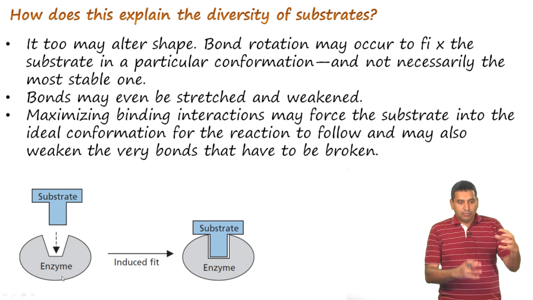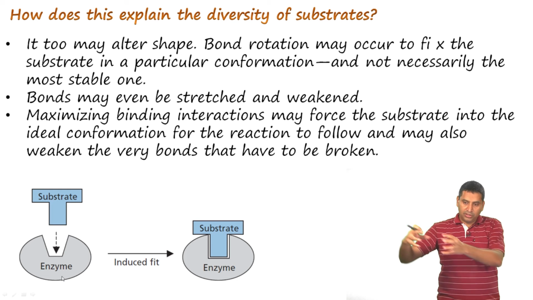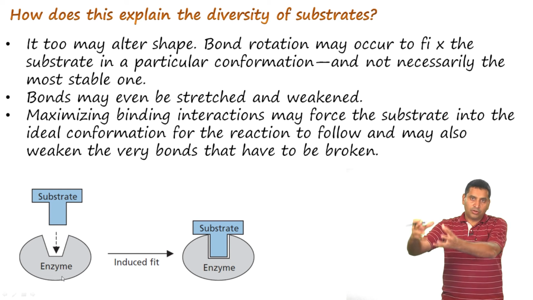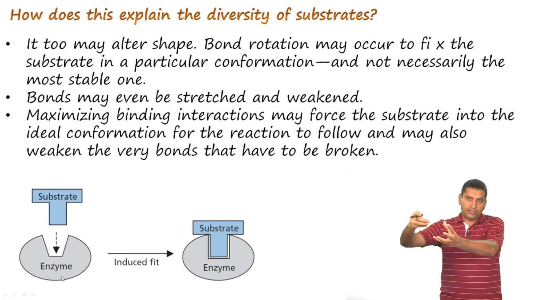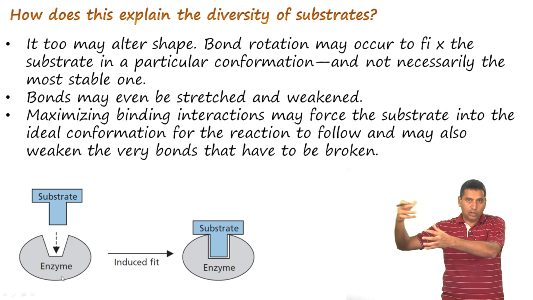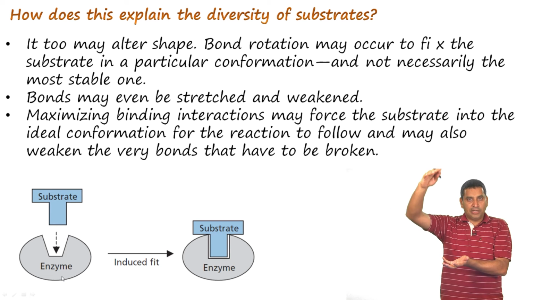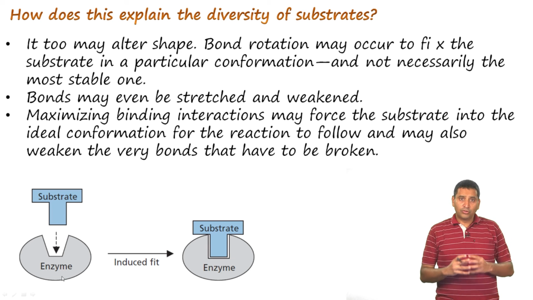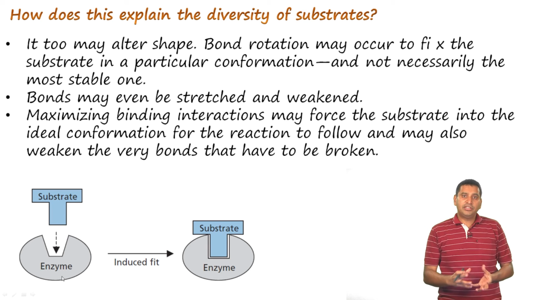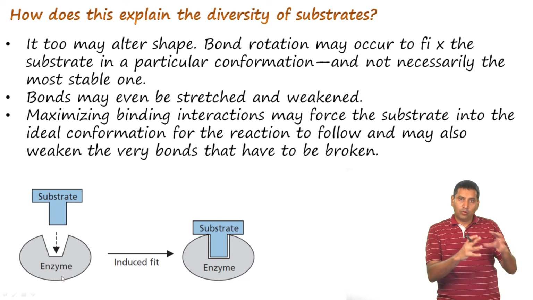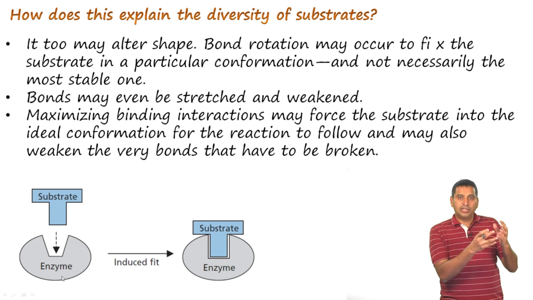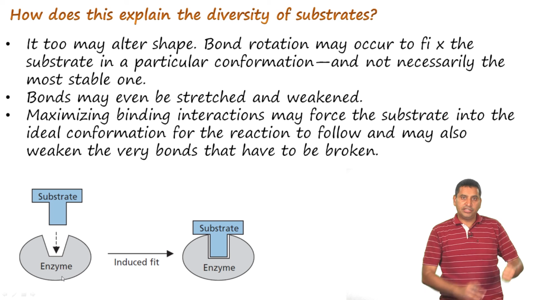So, the enzyme undergoes a conformational change, it starts to change its shape. The substrate can also undergo a conformational change, and if this conformational change results in stretching or weakening of bonds that need to be broken, one can explain how the transition state goes down in energy. It is also possible that maximizing these bonding interactions may force the substrate into the ideal conformation where the reaction can occur in a very facile manner.